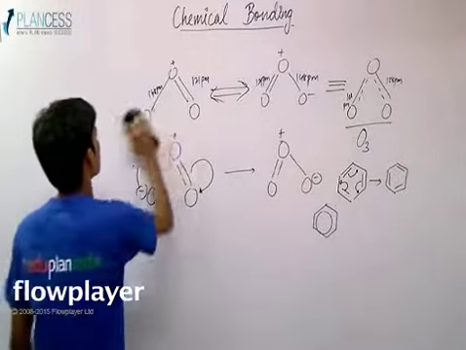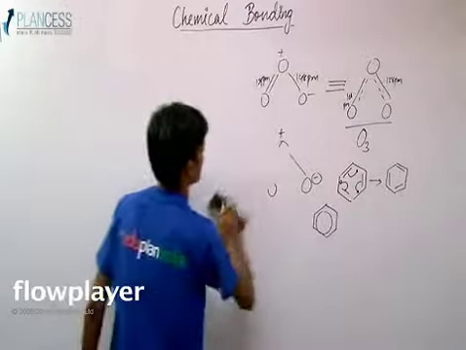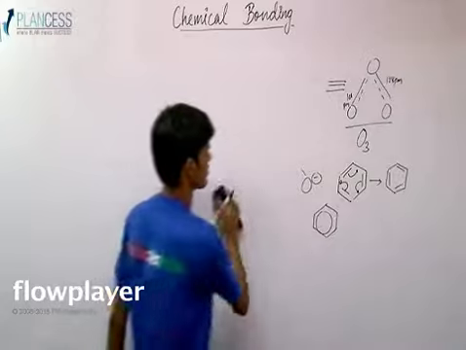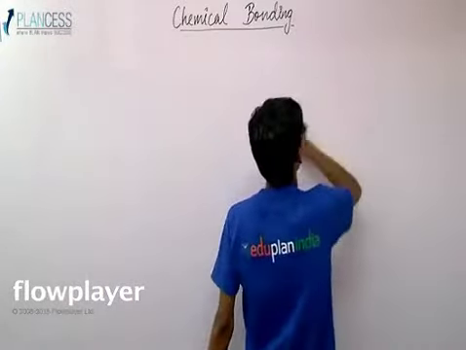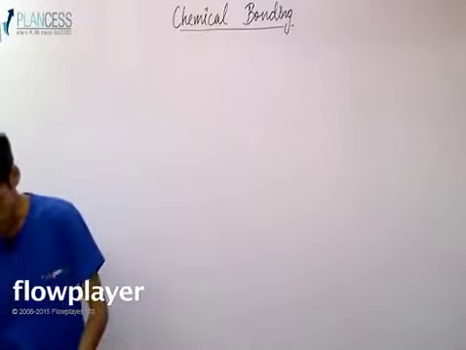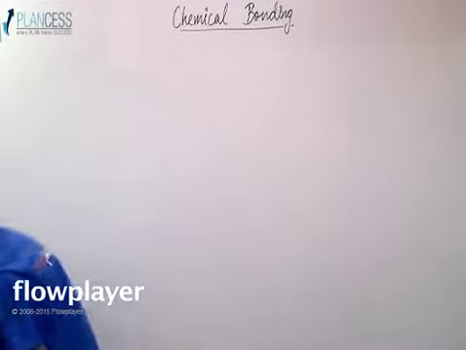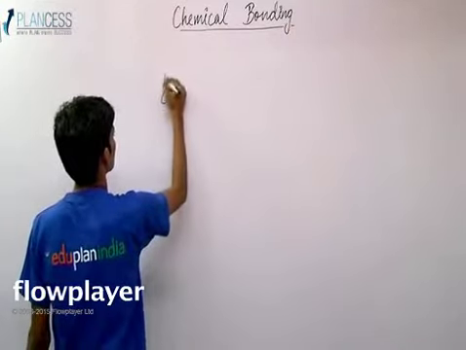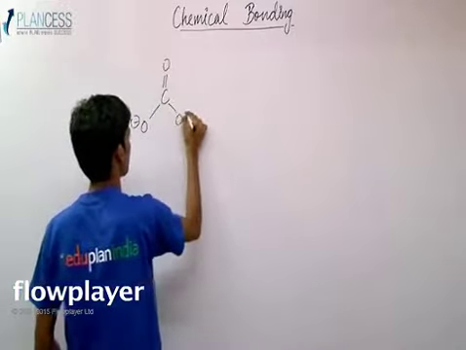Let us take a few more examples of how to draw resonance structures, because it is of great importance in organic chemistry also. Resonance structures sometimes determine the bond length order, the bond order. So let us take the carbonate ion, CO3 2 minus, this is O minus, this is O minus.